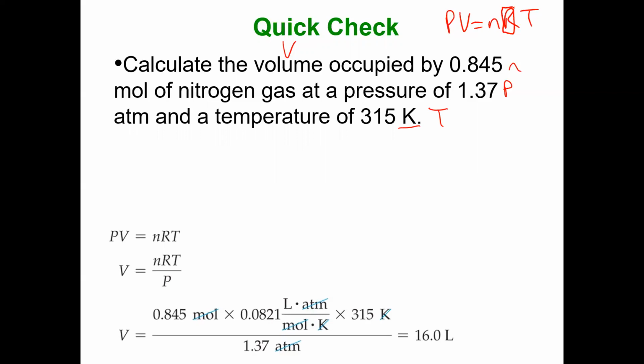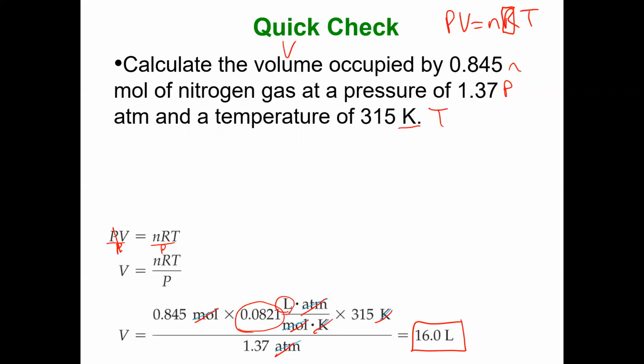So we can easily solve for volume algebraically by dividing both sides by P, and we get volume equals nRT divided by P, where we can then plug in each value to get our final answer of volume of 16 liters. And we see from the ideal gas law constant, the units of moles, Kelvin, and atmosphere cancel, and I'm left with units of liter.